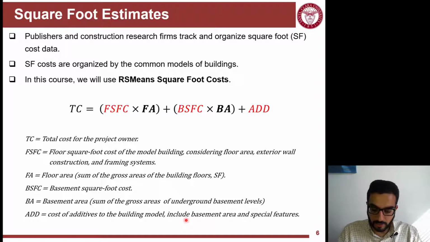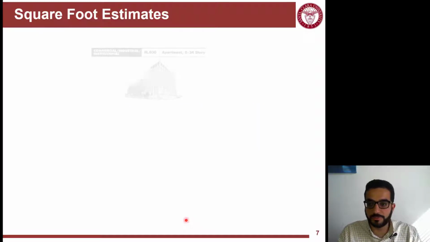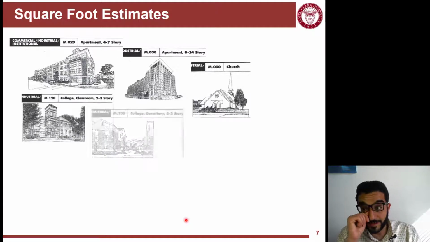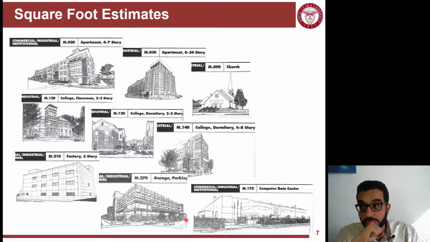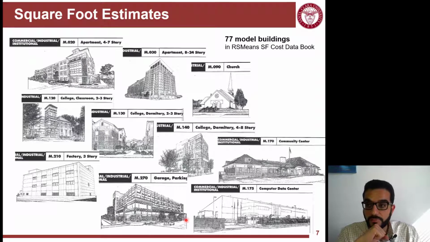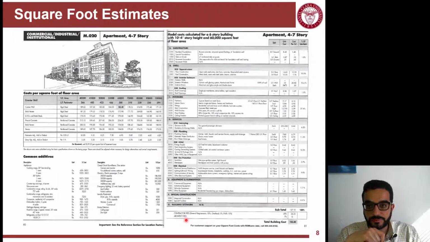So you can include special features or finishes or equipment. So for RS means it has 77 model buildings. You can see this is just a sample of them. And for every one, they have 2 pages.